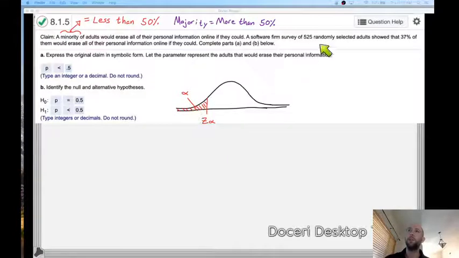If we compute our test statistic, and suppose our test statistic is landing in this red region, then we would reject the null and conclude that indeed a minority of adults would erase all of their online information if they could. But suppose our test statistic landed outside of the critical region, then we would not have significant evidence to support this claim. So until stronger evidence is found, we would assume that it's 50-50.